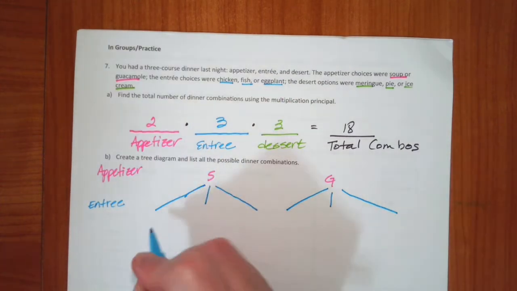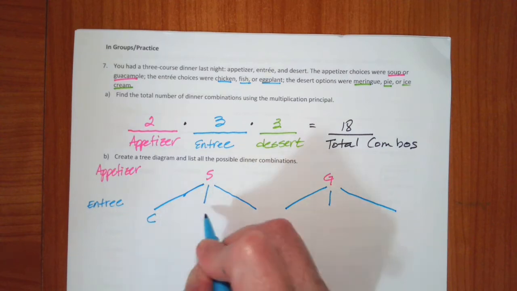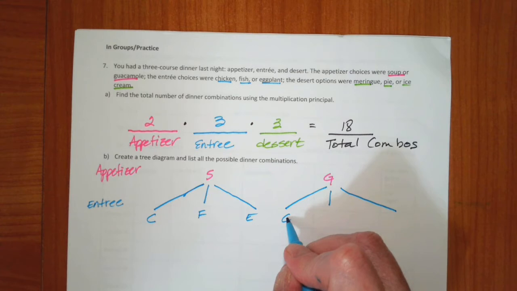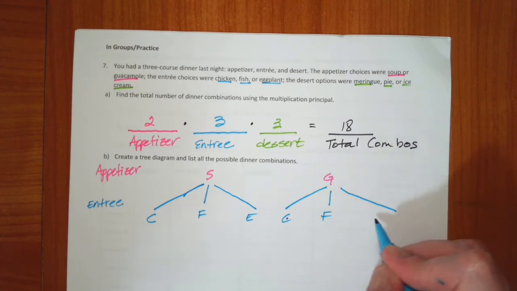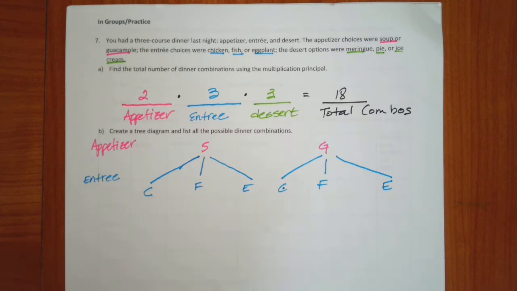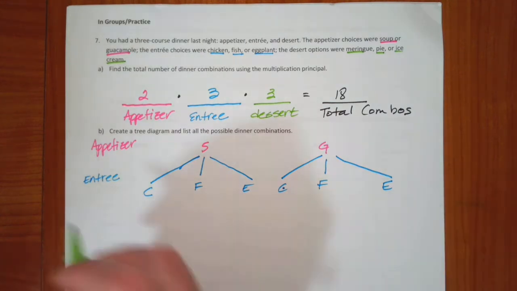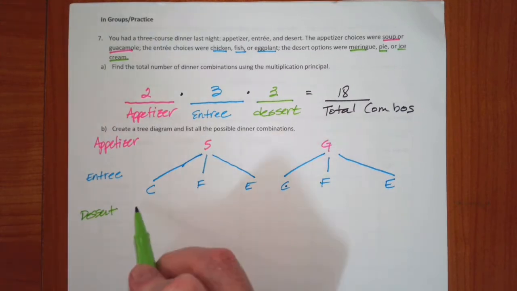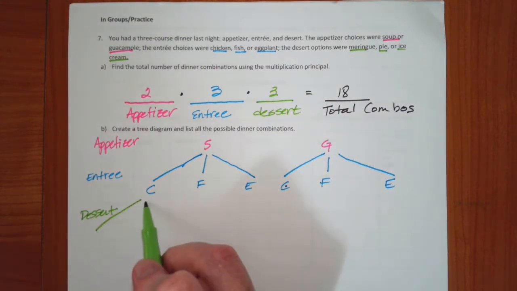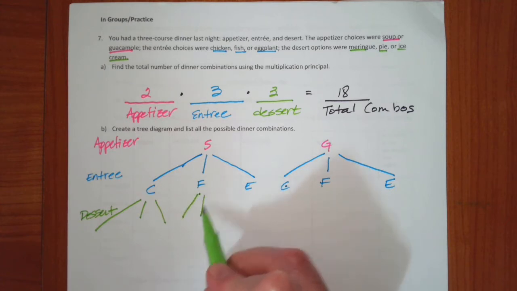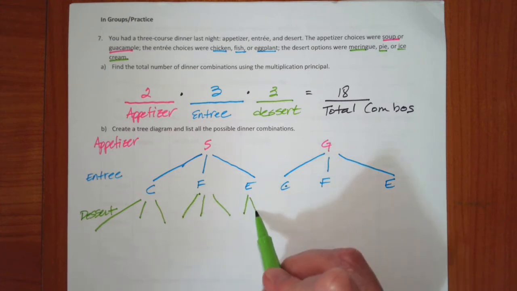Okay, so for my entree, I can either have chicken, fish, or eggplant. Then I have my dessert. And for each of these, I have 3 options. It's getting a little crowded in here. These are hard to draw.